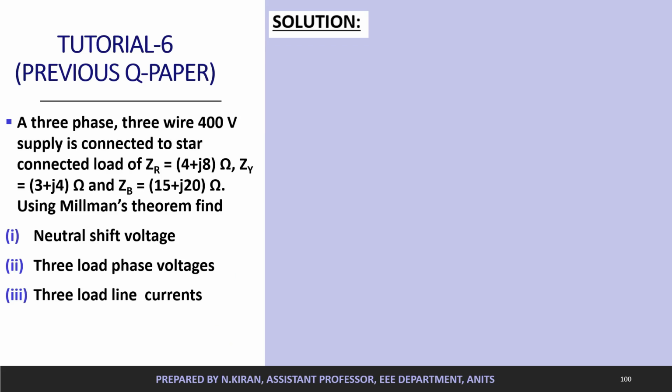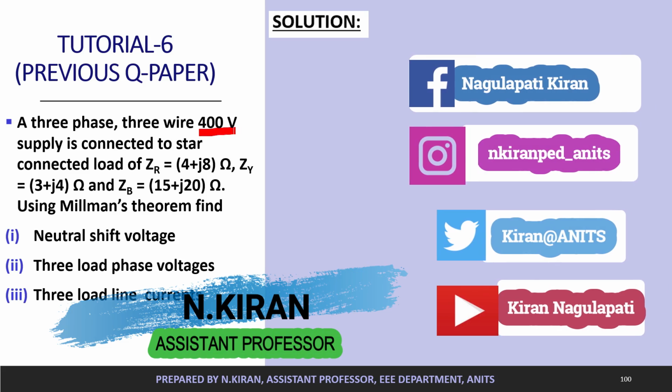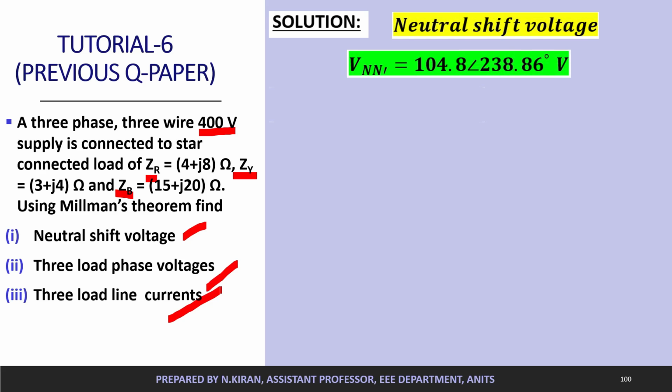The last, sixth tutorial, I'll leave that as an exercise for you. Here the line voltage is 400 volts. ZR, ZY and ZB impedances are given, and using Millman's theorem, find the neutral shift voltage, the load phase voltages as well as line currents. I leave the answers for you to cross check.